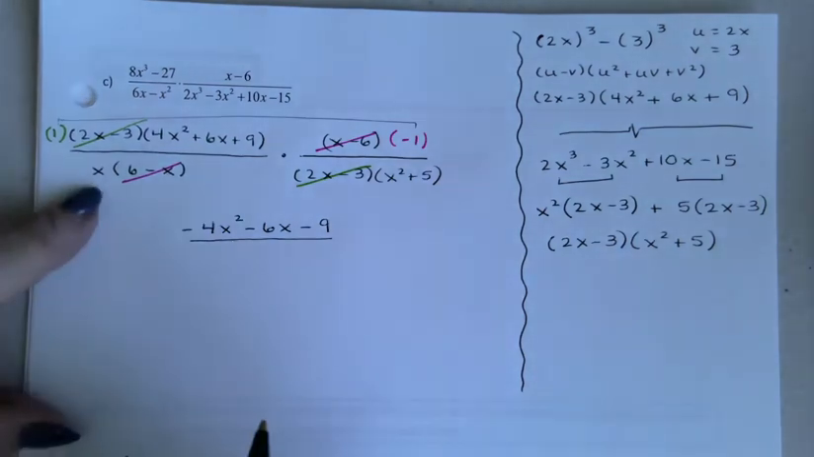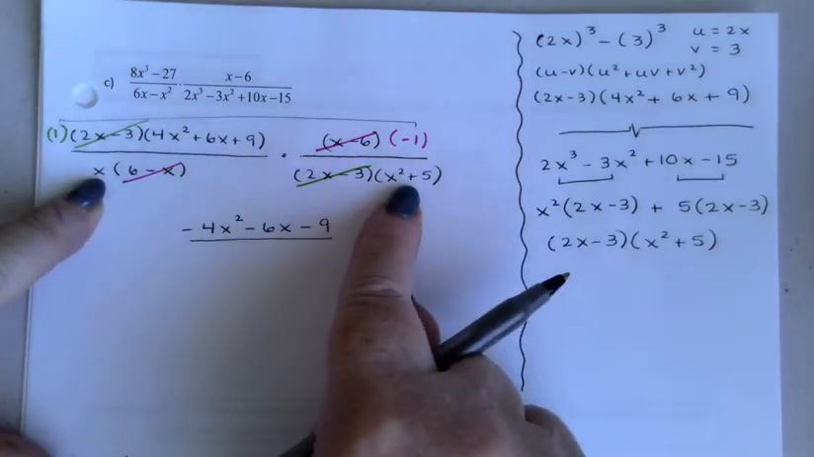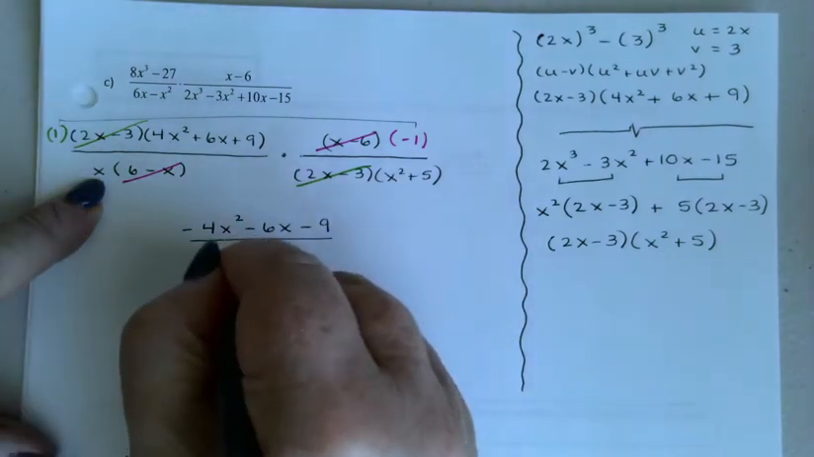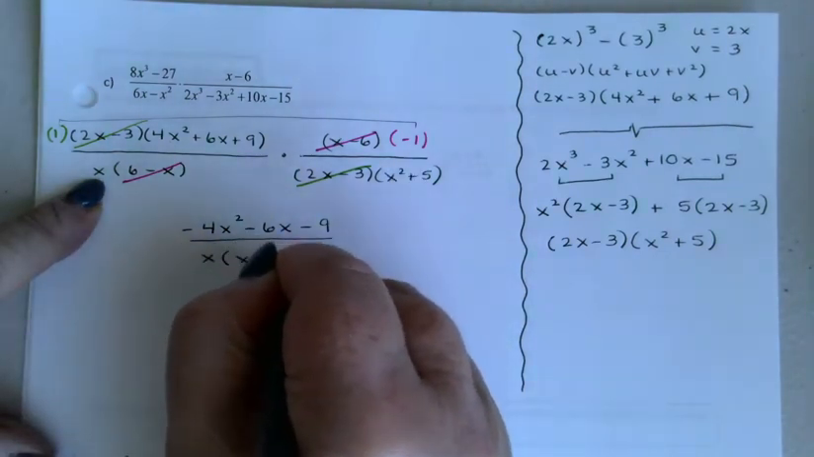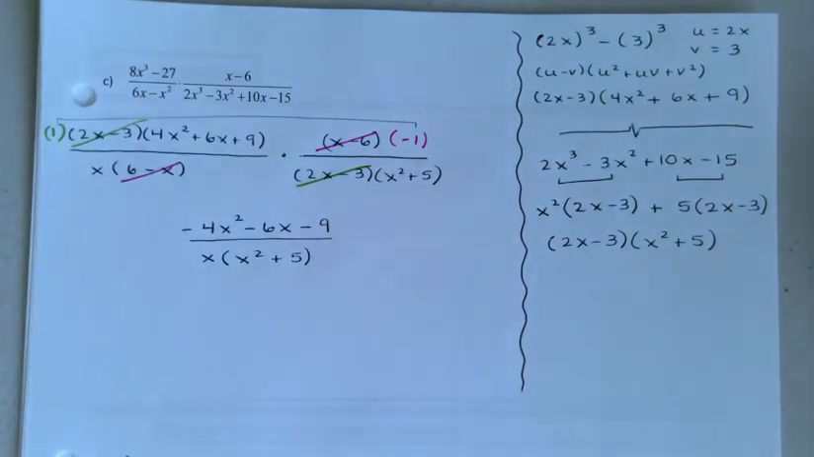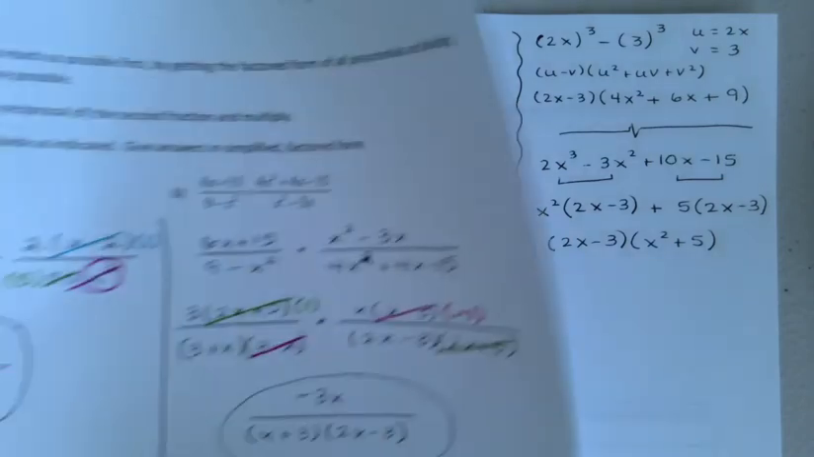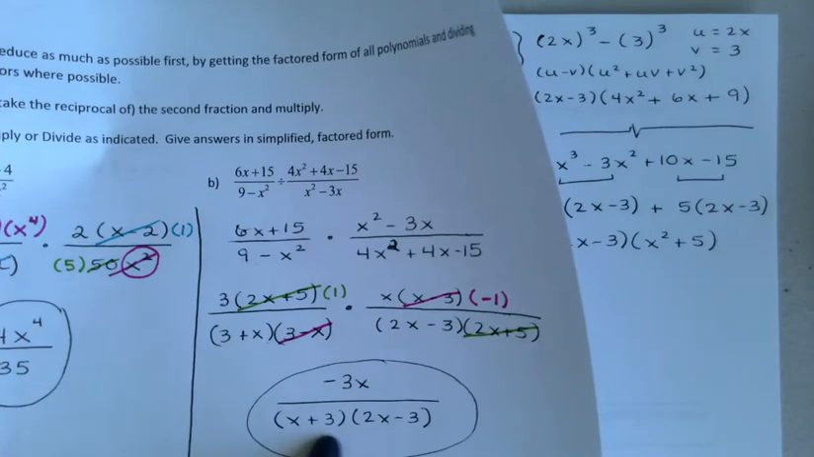And in the denominator, I have x times x squared plus 5. Very often when this happens, and I forgot to mention it in the last example, we actually leave our problem in factored form like that. Factored form is generally more useful than multiplied out form, and so typically when I have an answer like this, I don't multiply it out.